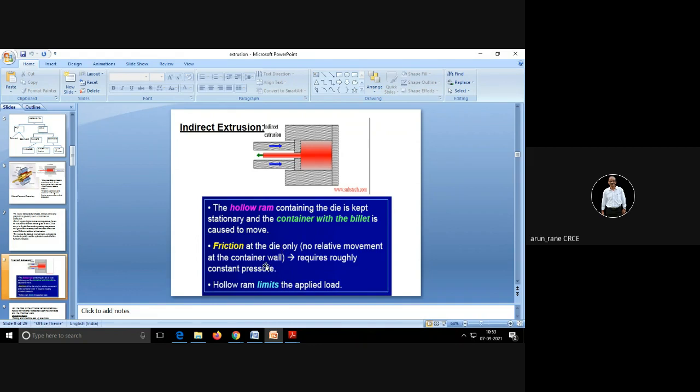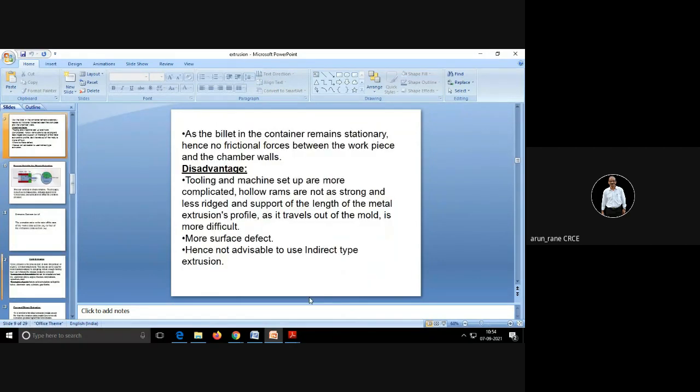There is friction at the die only. There is no relative movement at the container wall, and the hollow ram limits the applied load. So these are some advantages of indirect extrusion. But as I said, there is a limitation on the applied load. So there are constraints on the products which can be extruded by indirect extrusion.